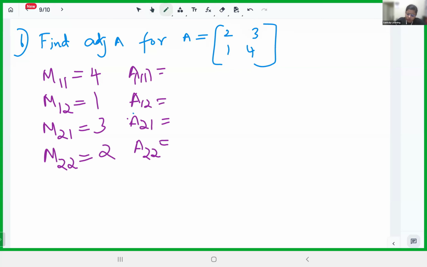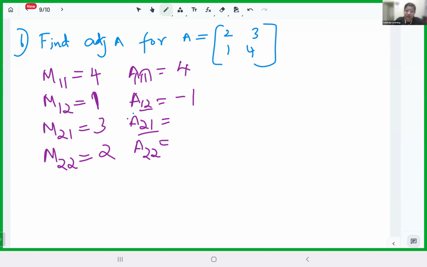This is 1 plus 1, 2. Even number. No need to change the sign, right? 1 plus 2 is 3. It is an odd number. You have to change the sign. So it will become minus 1. This is the value and you are putting a sign there. Signed minor is known as a cofactor.